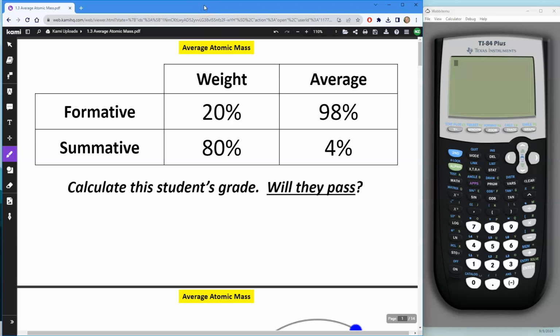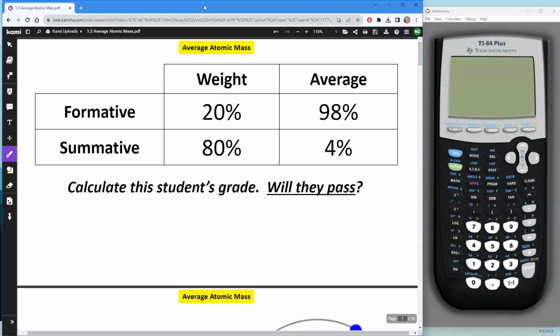In this video, we're going to go through average atomic mass. So let's begin by looking at this hypothetical student's grade. For the formative category, they have a 98%. So really does a great job of turning in their homework. Summative, 4%. Not a good test taker, hasn't turned any of the labs in.